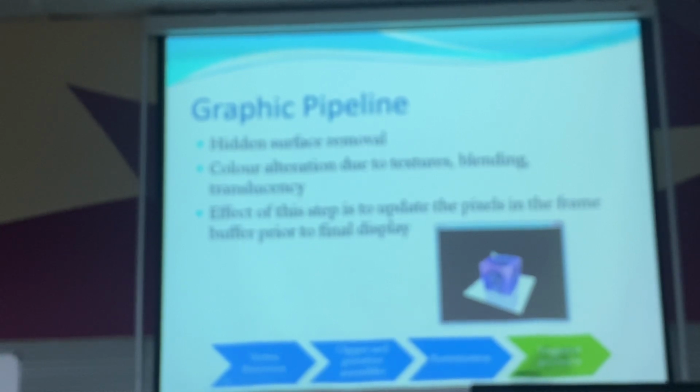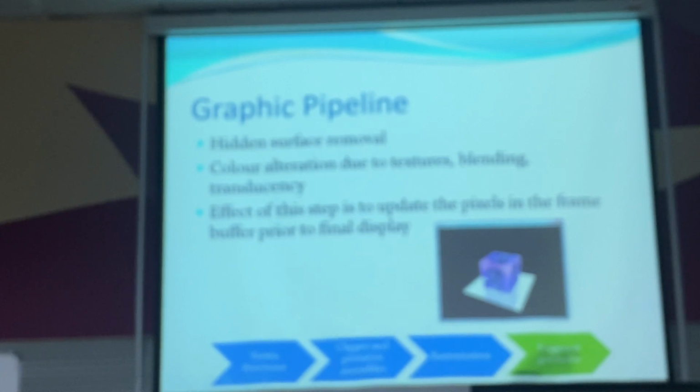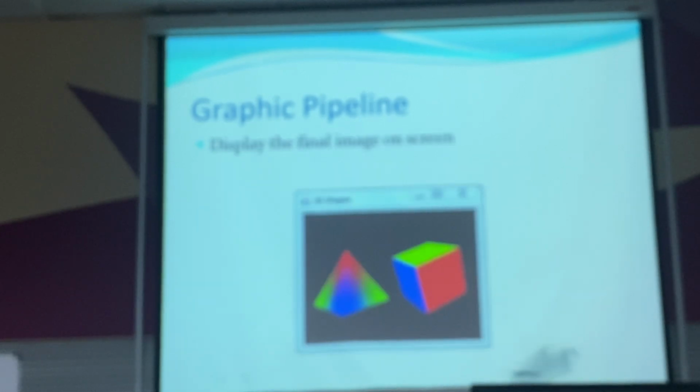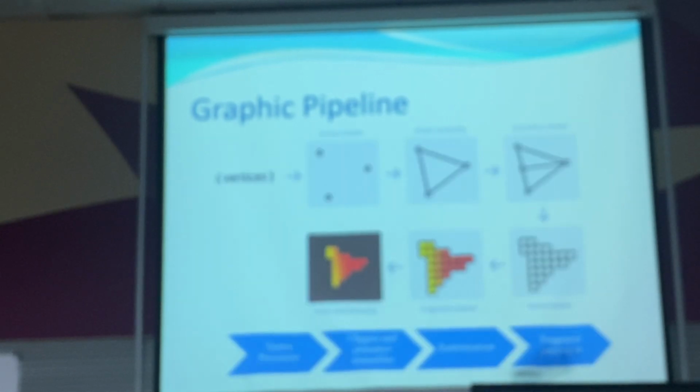Then at the end, after doing the 3 tests, update all the pixels in the frame buffer, then you can see your final display on the screen. This is how the graphic looks on your screen. These 4 components are vertex processor, clipper and primitive assembler, rasterization, and fragment processor. Then display the final image on your screen.